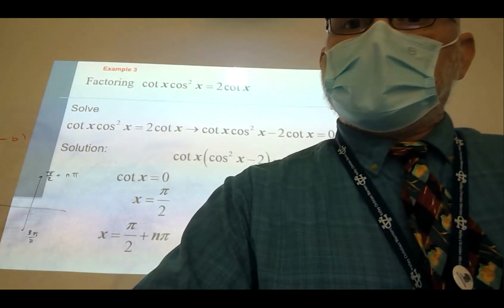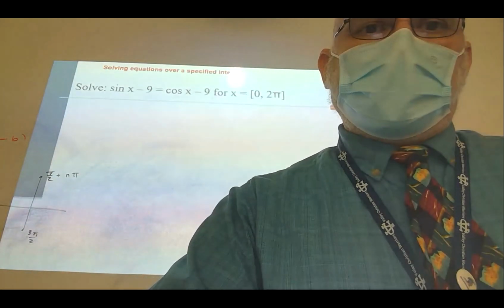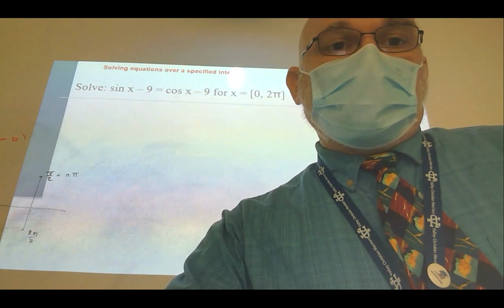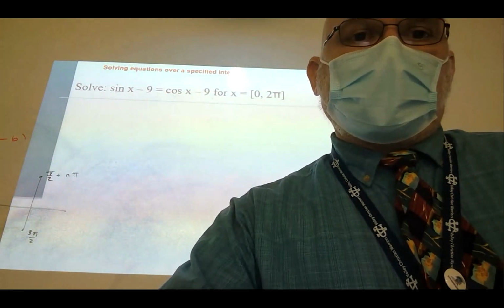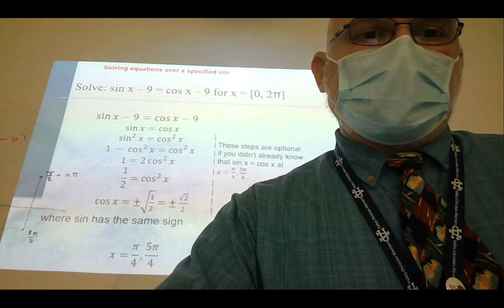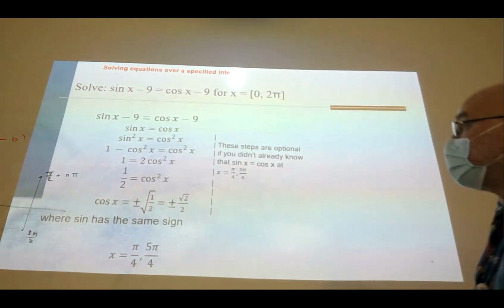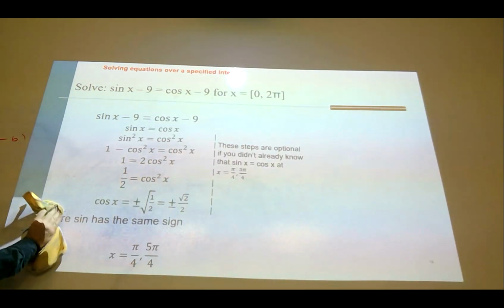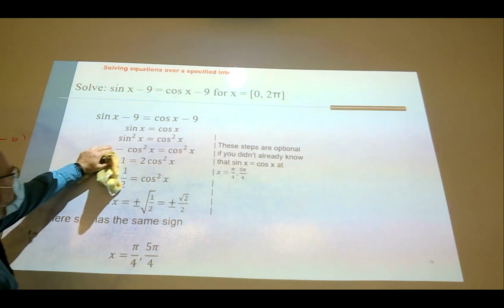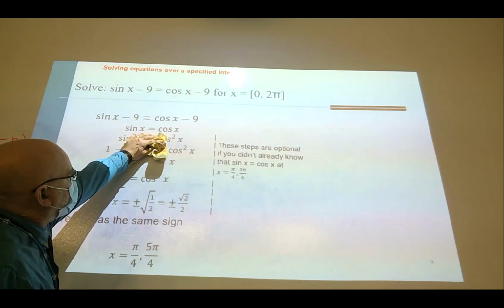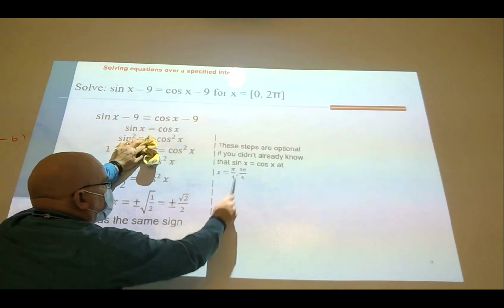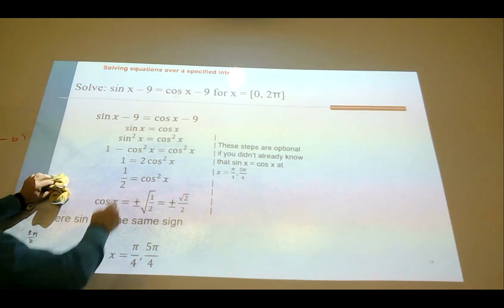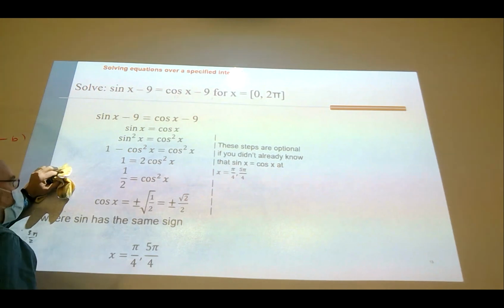All right. Take a look at another example here. Now let's just find it on the interval 0 to 2 pi. Let's solve sine of x minus 9 is equal to cosine of x minus 9. Well, the first step is pretty easy. First step's pretty easy. Just add 9 to both sides. Now, if I knew that sine was equal to cosine at pi over 4 and 5 pi over 4, I could just jump down to this step down here, right? Otherwise I might have to do a little bunch of work.